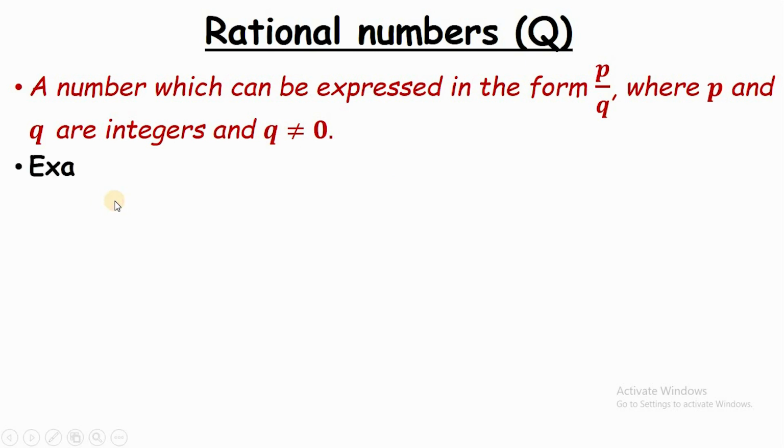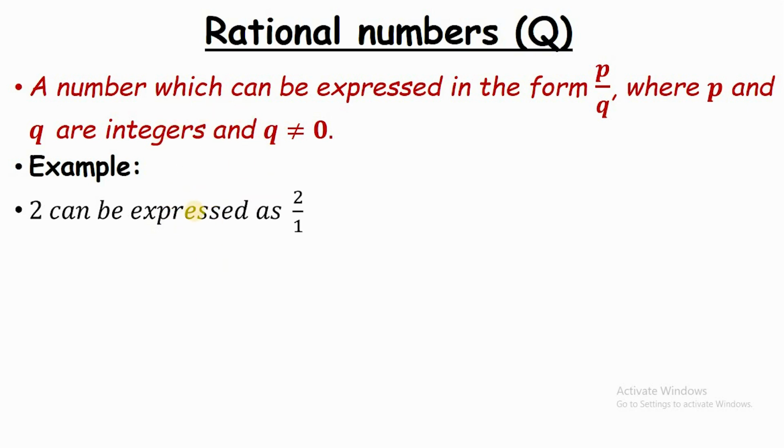Let's take a few examples of a rational number. For example 2. Now this 2 can be expressed as 2 by 1. And 2 by 1 means 2 divided by 1. So we'll get 1 twos are 2, subtracted, and then you'll get 0. Therefore 2 is a rational number because it can be expressed in the form p by q. Here p is equal to 2 and q is equal to 1, and 2 and 1 both are integers, and q, 1, is not equal to 0. Therefore 2 is a rational number.